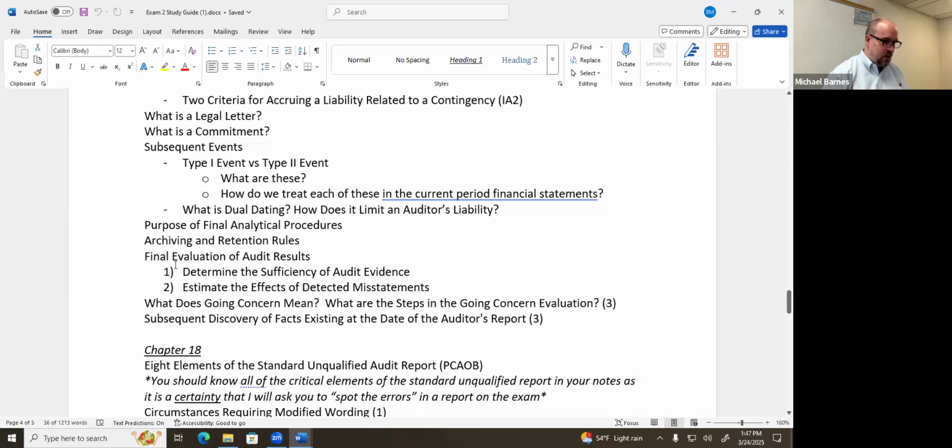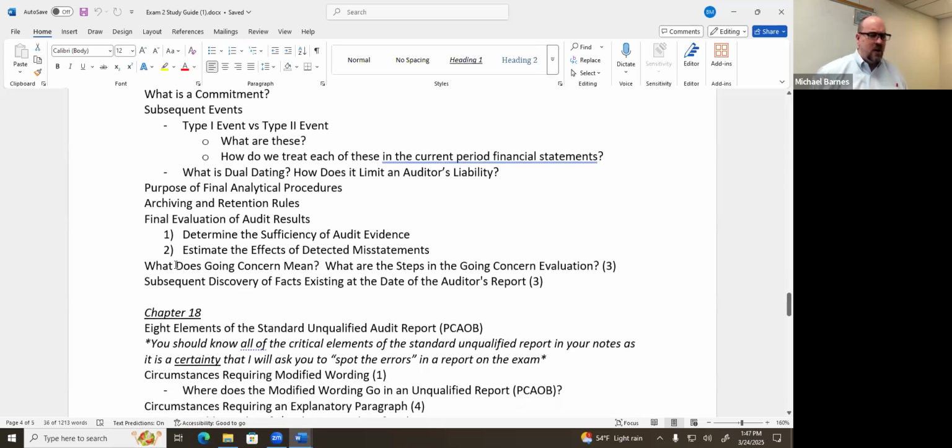Okay, let's talk about subsequent discovery of facts existing at the auditor's report date. So what does that mean? Keep in mind, for this to occur, this has to be something that occurs after the issuance of the financial statements and after the issuance of the audit report that has a material impact on the financial statements. So the example, remember this is where I was saying you were sitting on the beach somewhere sipping your pina colada and the client contacts you and says, something that was relevant to the financial statements that you should have known about, I didn't tell you about, you need to know about this.